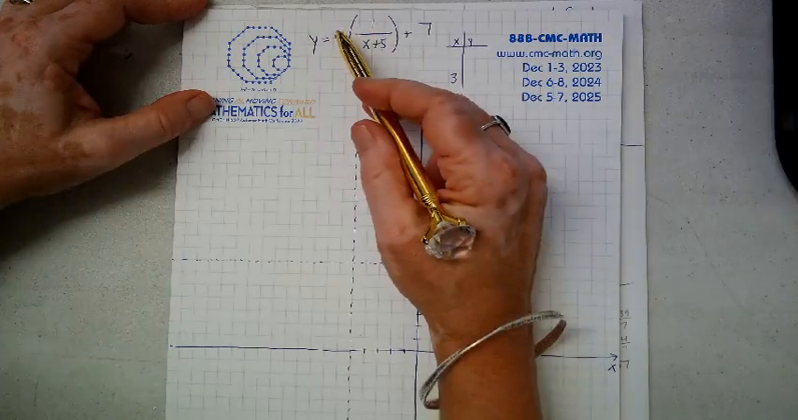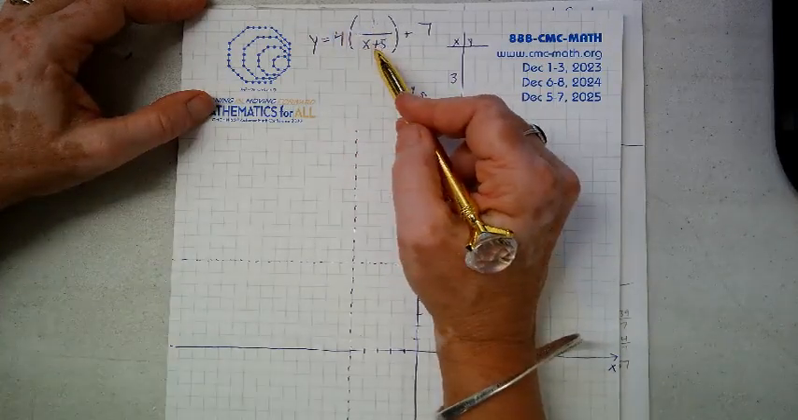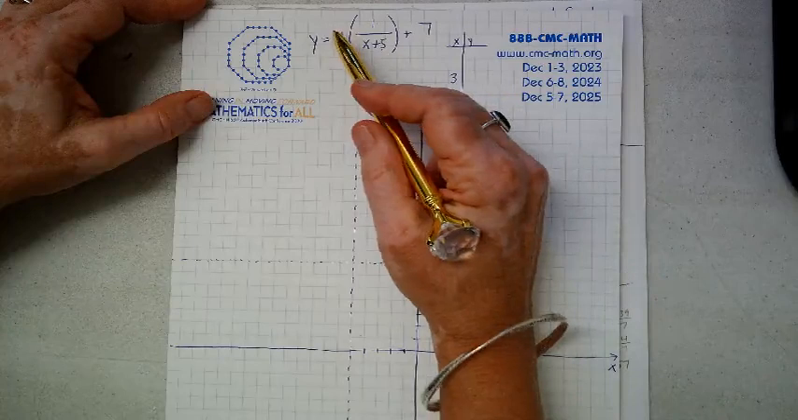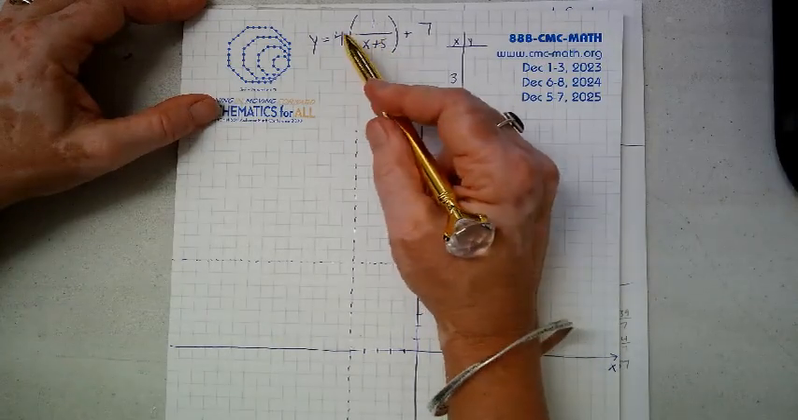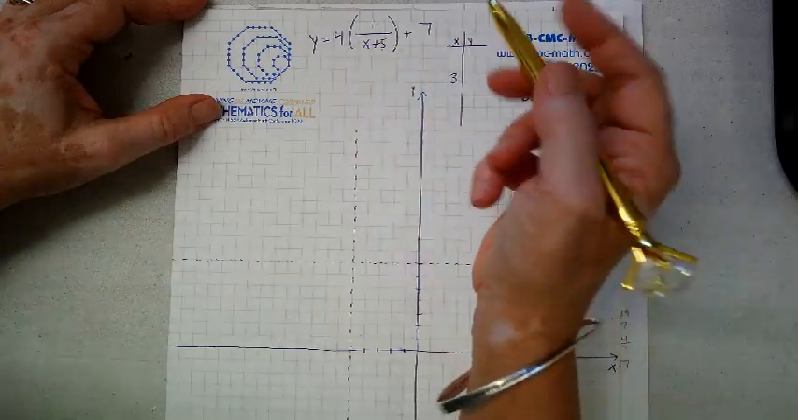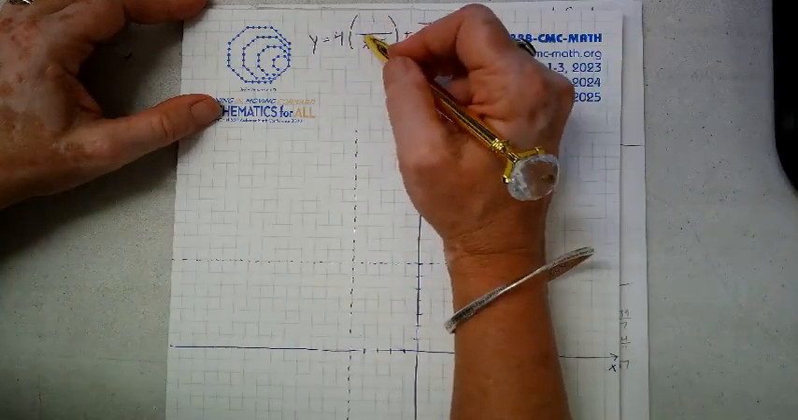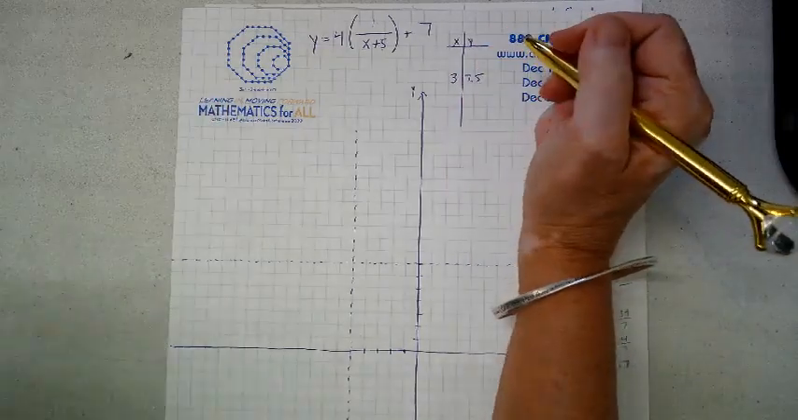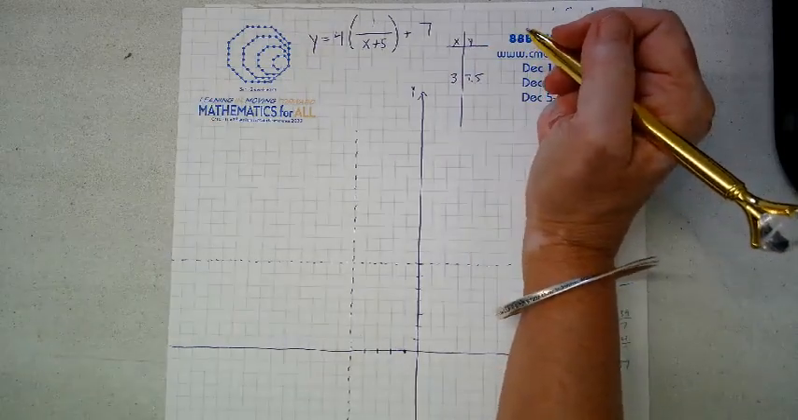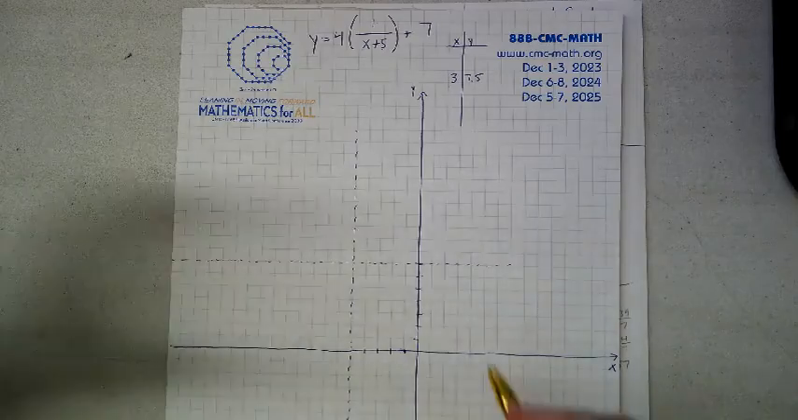And then that would be like 4 over 8. So I'm just doing fraction math. That's 4 over 8. You know, like 4 times 1 is 4. Anyway, that's a half plus 7. That's 7.5. So that just gives me a little point. So 3 comma 7.5.